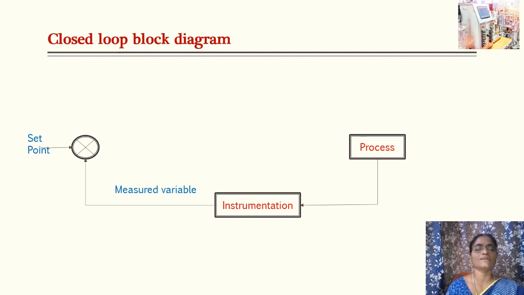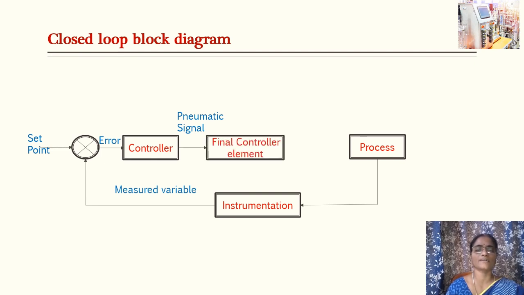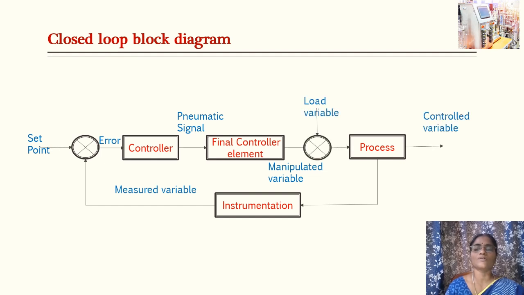In the comparator, already the set point is given. So now the set point and measured variable are compared. Then it generates an error. Now the error will go to the controller. The controller will give a signal that is directly proportional to the error. Then the signal will go to the final control element. That final control element will give you a manipulated variable. Then the process variable will be adjusted. Then finally we get a controlled variable.